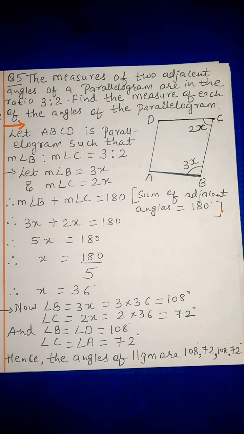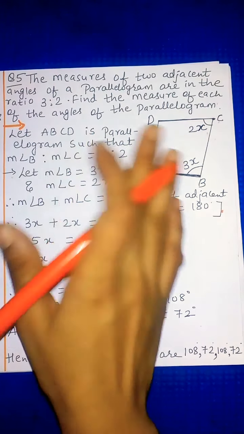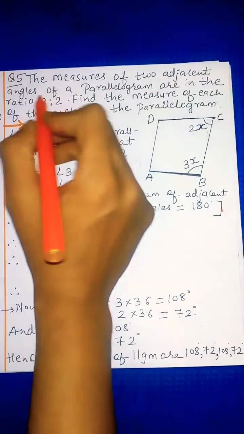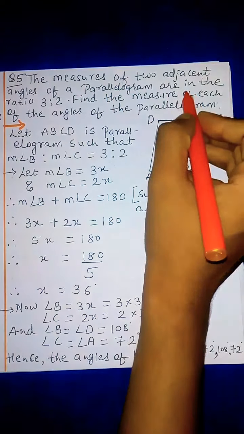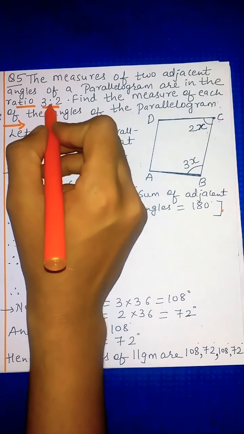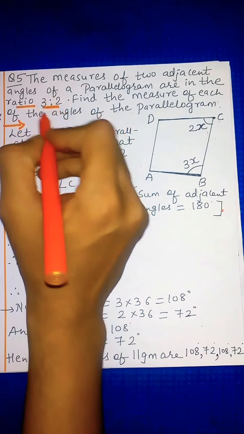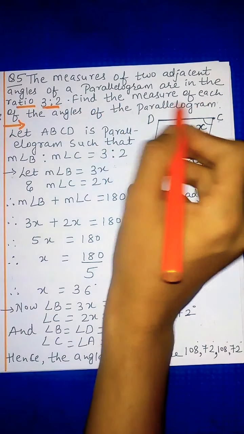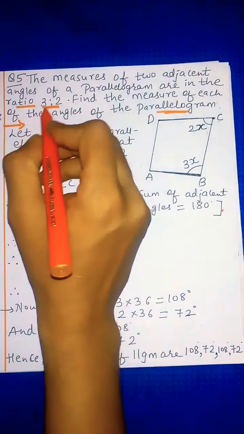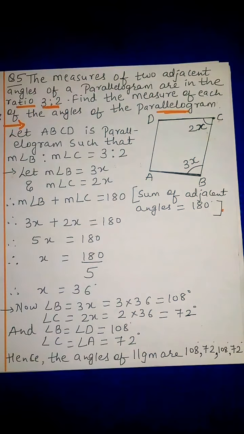Now we will see question number 5 of exercise 3.3. So let us first see the question. The measures of two adjacent angles of a parallelogram are given in the ratio 3:2. Find the measure of each of the angles of the parallelogram. It is also given that these two angles are of a parallelogram.